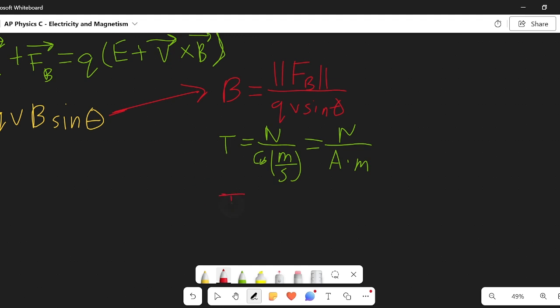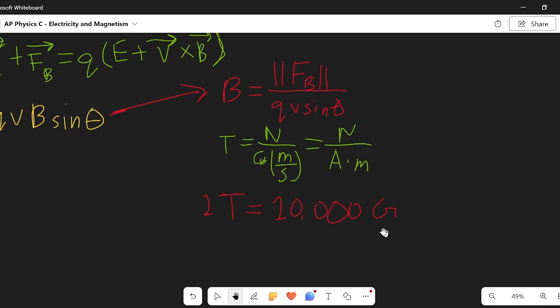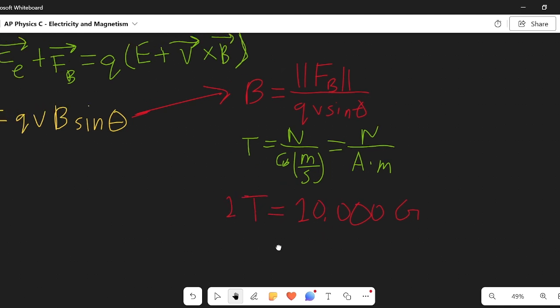1 Tesla is equal to, there's also another way for determining this, which is Gauss. Because of course, we don't have enough units already, we need more. So 1 Tesla equals 10,000 Gauss, and hopefully that shouldn't appear on the test. And that's how you pronounce that G.